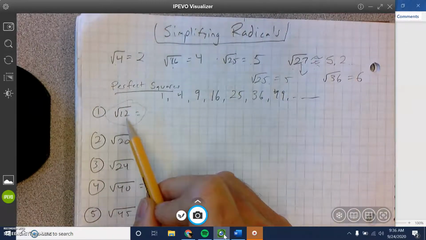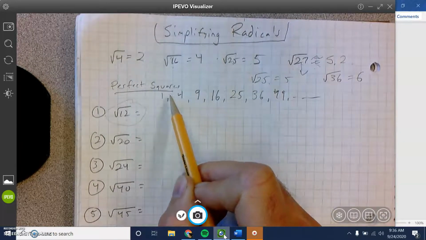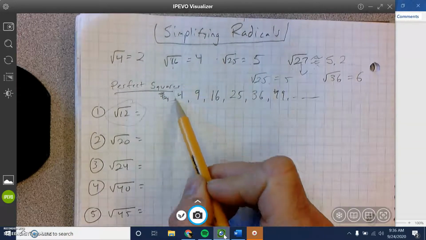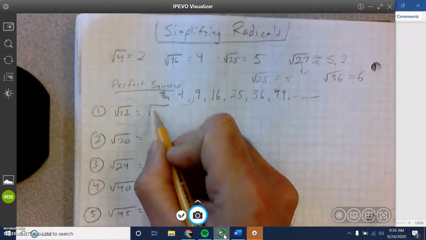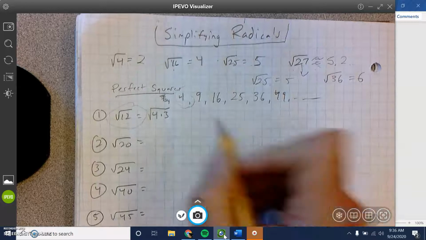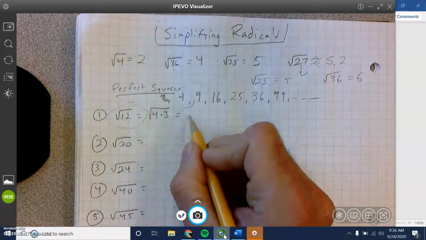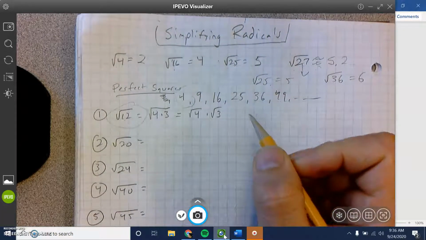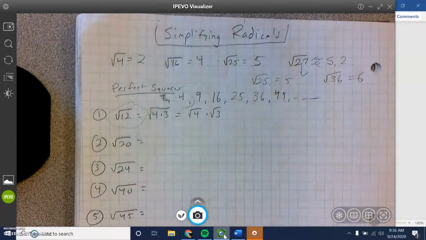So I'm looking at 12. Which of these perfect squares goes into 12? So 1, I'm not really looking at 1 because that's not going to change anything. So I start here. Is 12 divisible by 4? The answer is yes. So 4 times 3, you have to use your number sense and your times tables for this. So 4 times 3 is 12. Well, I can break this down into radical 4 times radical 3. You can split the radical when you're multiplying numbers inside the radical like that.